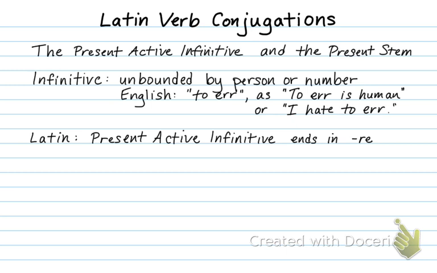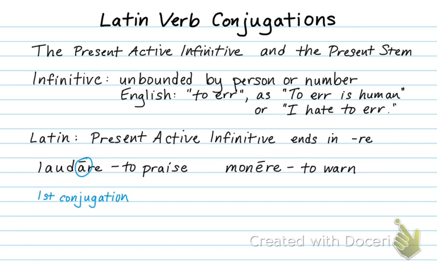In Latin, the present active infinitive ends in the letters re. For example, laudare means to praise, and monere means to warn. A bunch of verbs end in are, and all of these verbs follow similar patterns, and we call them verbs of the first conjugation. If we learn the patterns for the first conjugation, then we can apply those patterns to any verbs that end in are. Likewise, here's some other examples of verbs of the first conjugation that will follow the same patterns. Amare, to love, errare, to err, and vocare, to call.